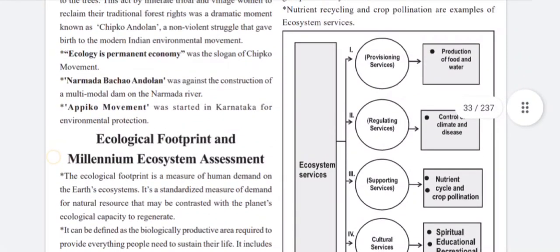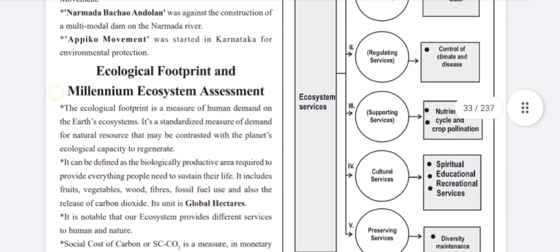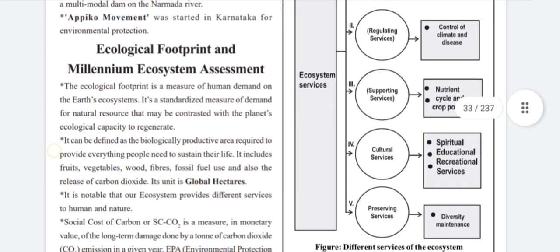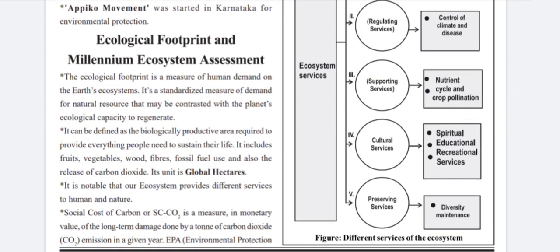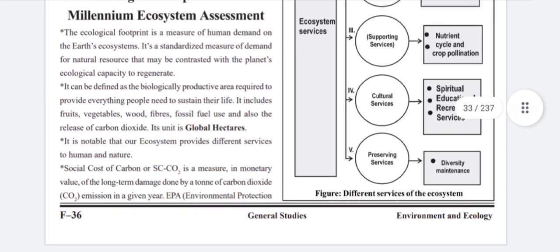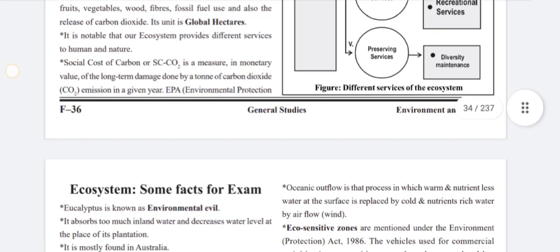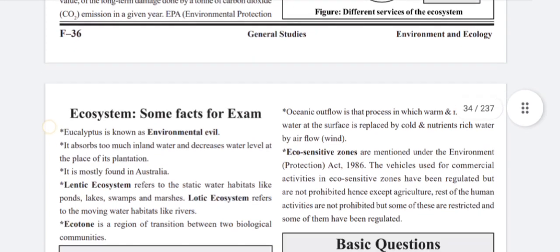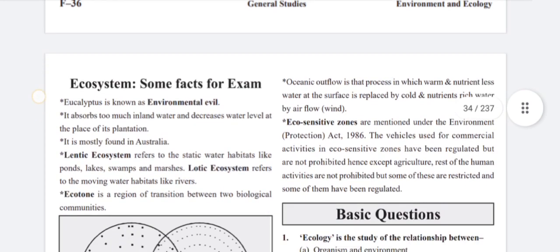Provisioning services include production of food and water. Regulating services include control of climate and disease. Supporting services include nutrient cycling and crop pollination. Cultural services include spiritual, educational, and recreational services. Preserving services include diversity maintenance. Different services of ecosystems.